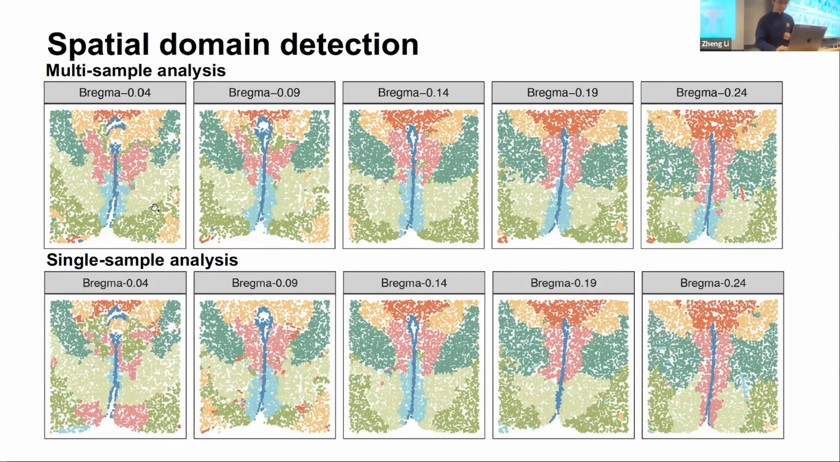For example, here, for Bregma negative 0.09, we cannot detect the PBT region, which is supposed to be colored red on the top. And for this tissue section, Bregma negative 0.19, we cannot detect the PV region, which is supposed to be colored light blue and surround the third ventricle here. So these results highlight the importance of doing a multi-sample analysis and integrating all these tissue sections together to perform the analysis.